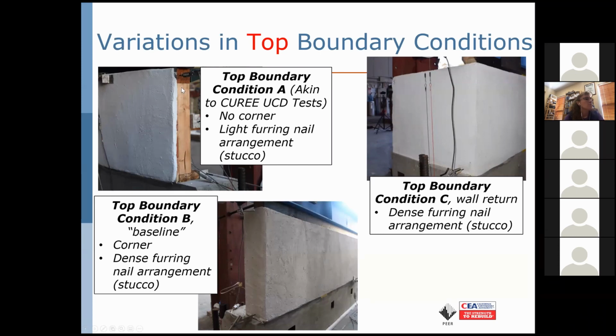In fact, there's really no corner, per se, light furring, nailing, and simply a double top plate. There was some work done by my colleague Ding Wong and others, and Arnold, through a CEA project that looked at the validity of that type of detail with respect to capturing the continuity of the surrounding framing.